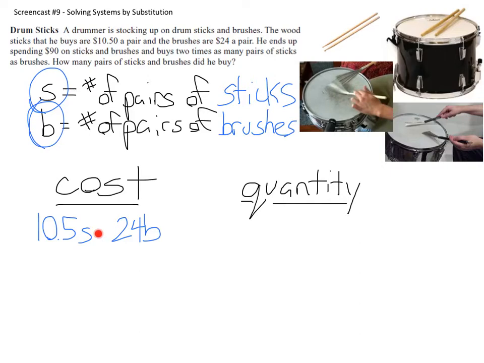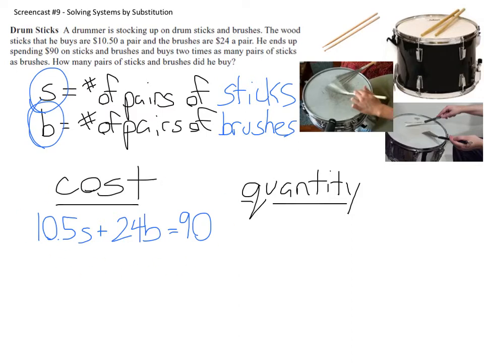All right, so what we have to establish next is what little symbol is going to go right in between these two terms, the 10.5s and the 24B. Well, this, of course, is a total cost. We're buying both the sticks and the brushes together, so therefore we're going to add these two together, because that whole thing is going to equal how much cash we happen to have in our pockets, which is $90. So the whole thing will equal $90.